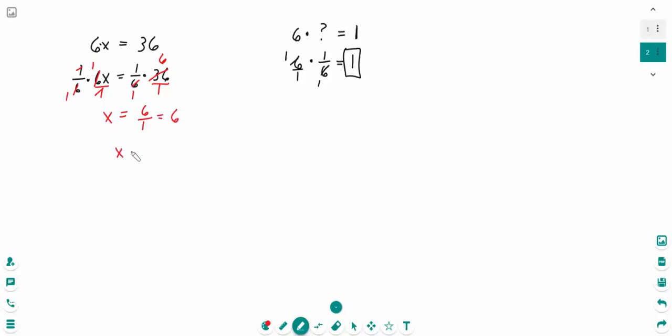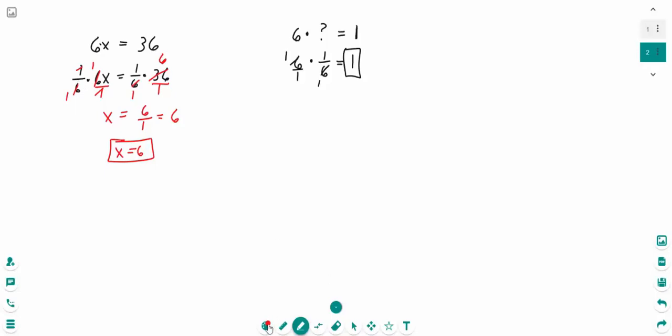So x is equal to a 6, which if we go back and check, 6 times x, which is a 6, 6 times 6 is in fact equal to 36. So we know we did it right. All right. So that would be one method of solving this problem, multiplying that coefficient by its reciprocal.